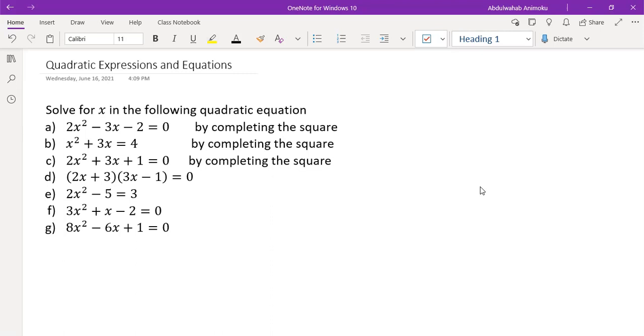In today's video, we're going to look at how to solve quadratic equations using three methods. So we'll look at the completing the square method, the factorization method, as well as the quadratic formula method.